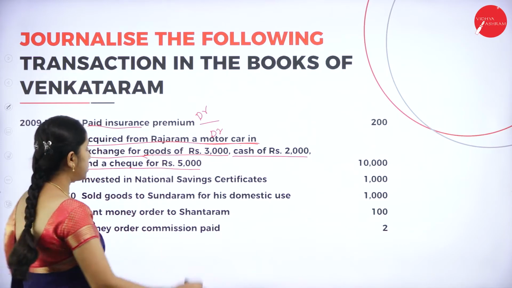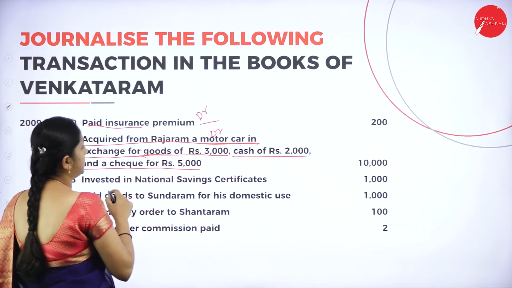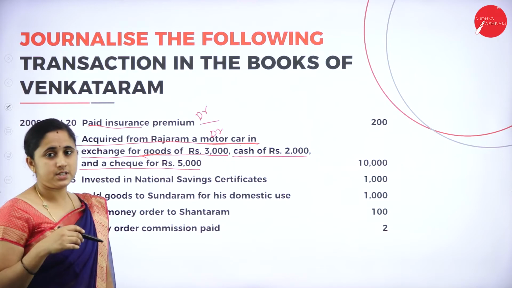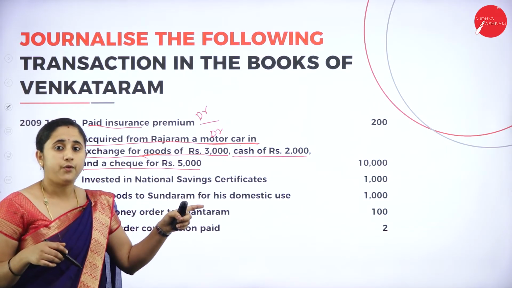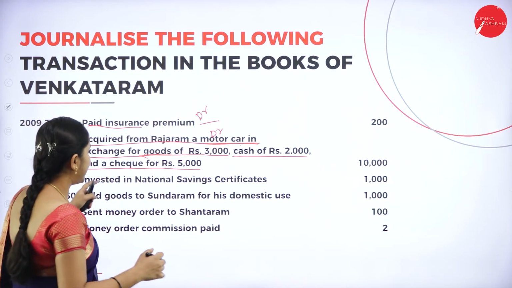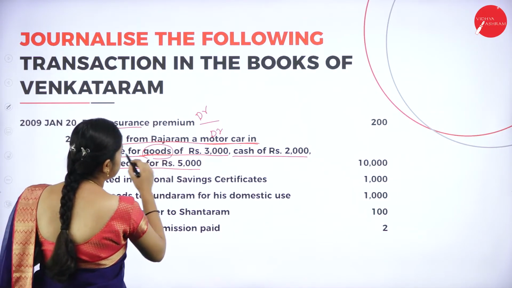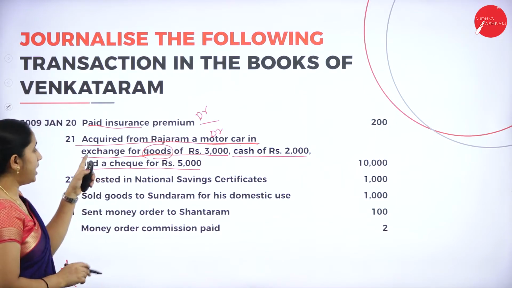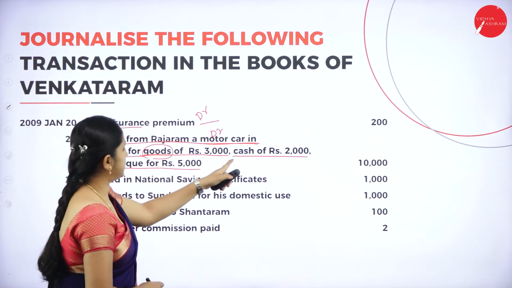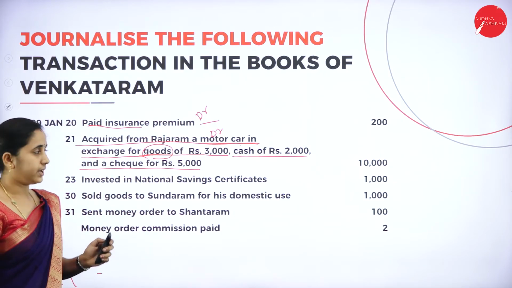Here goods is going out. If it is coming in, it is a purchase. Here goods is going out, so it is a form of sales. So it is considered as sales. So debit the motor car and credit sales, cash as well as bank.